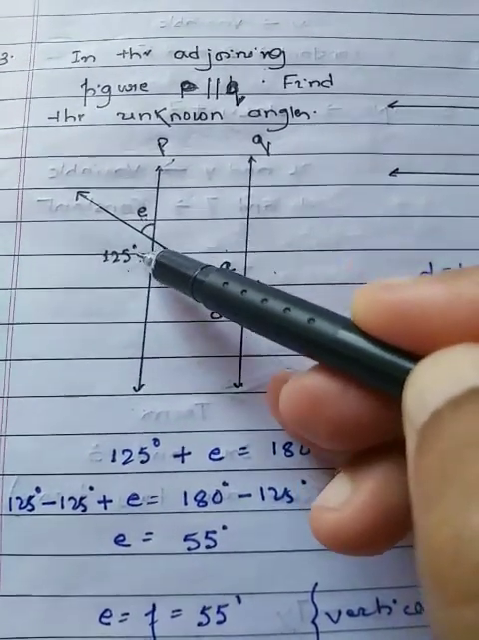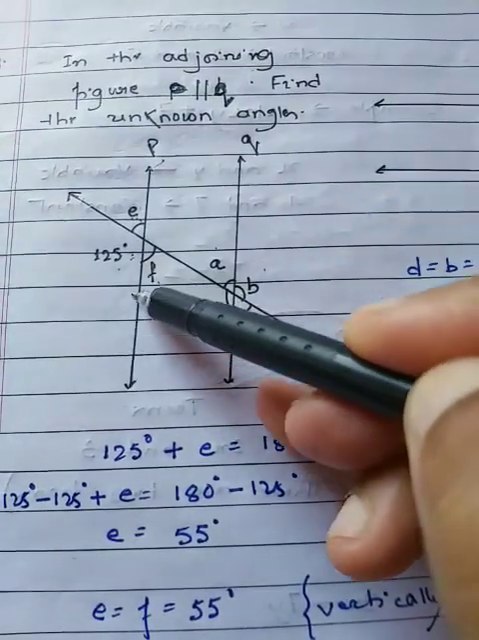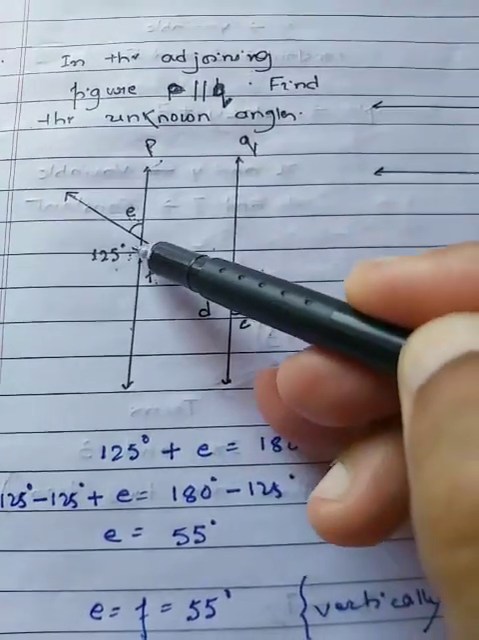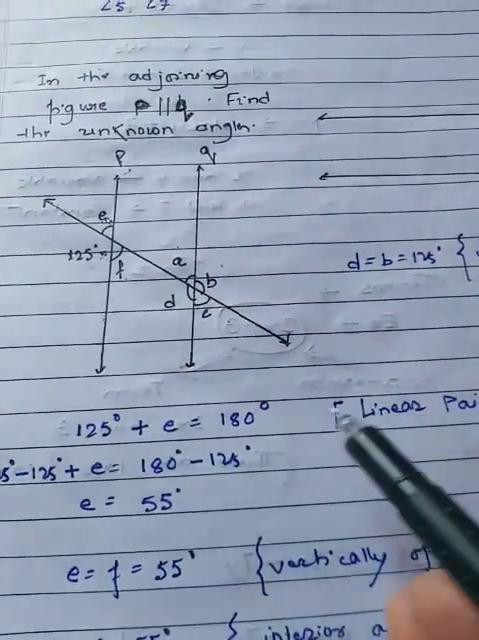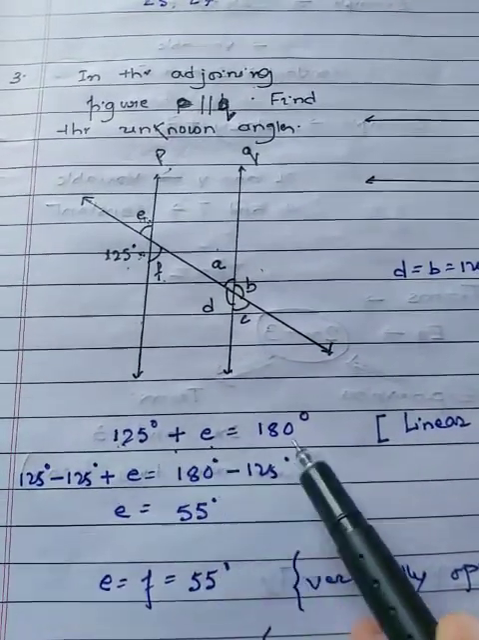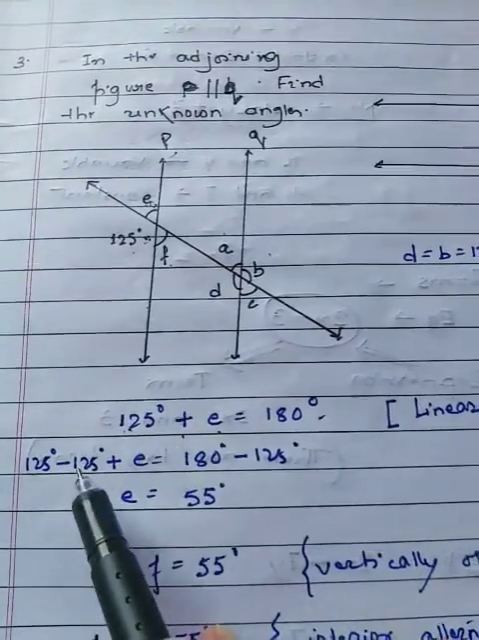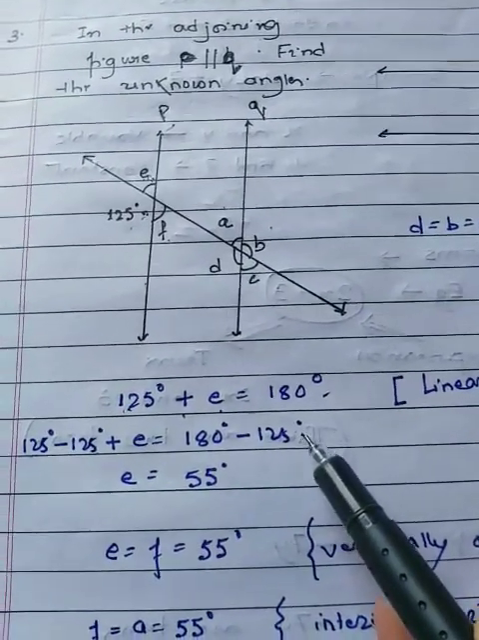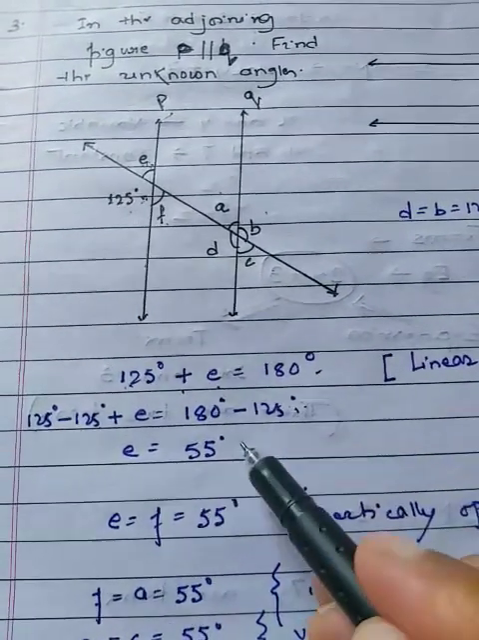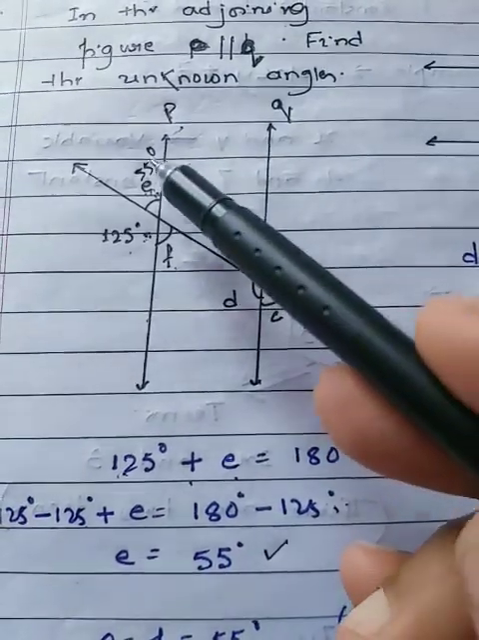What is the relation between 125 degrees and E? They are a linear pair, isn't it? Just now I said this is a straight line. P is a straight line, so this angle plus this angle will be equal to 180 degrees, so they are linear pairs. So 125 degrees plus E equals 180 degrees. Now you have to remove this 125 degrees. For that I have subtracted 125 degrees from it, and also done the same thing on the right hand side. After that, I got the value of E as 55 degrees.